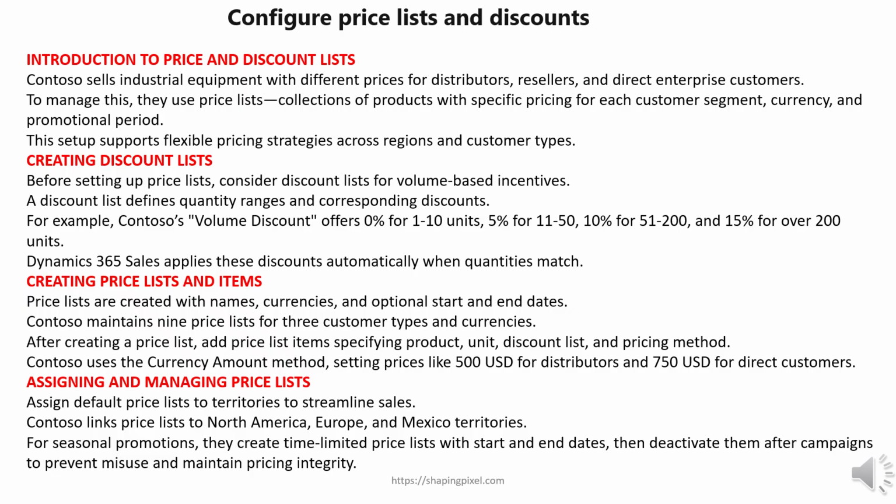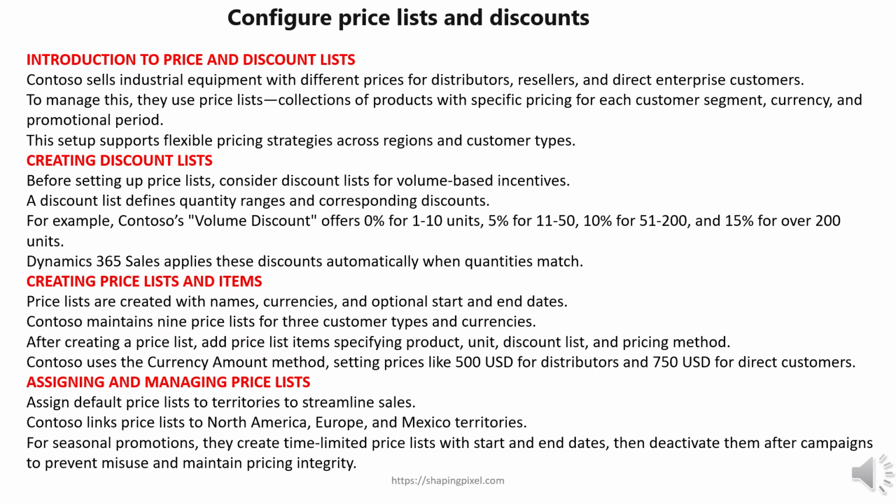For example, Contoso's volume discount offers 0% for 1 to 10 units, 5% for 11 to 50, 10% for 51 to 200, and 15% for over 200 units. Dynamics 365 Sales applies these discounts automatically when quantities match.